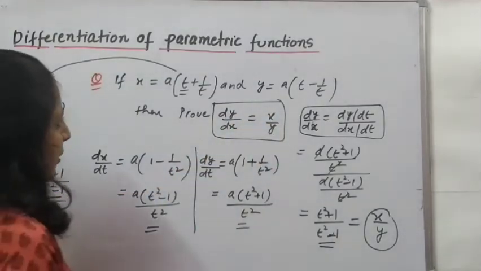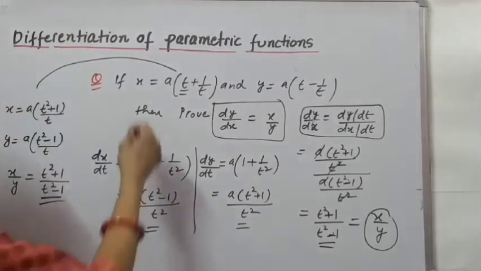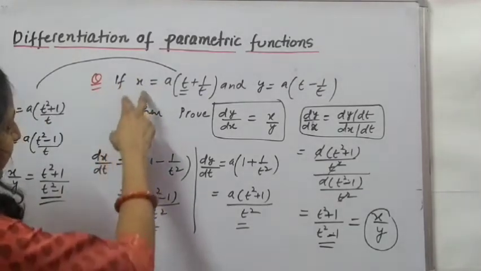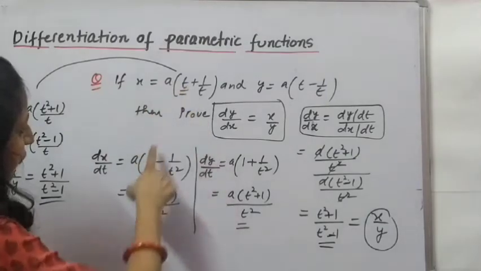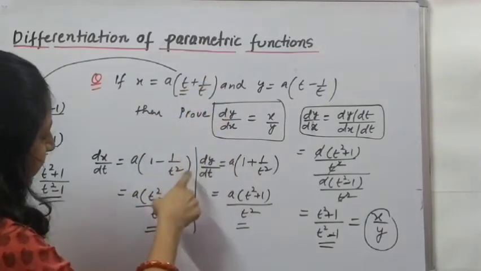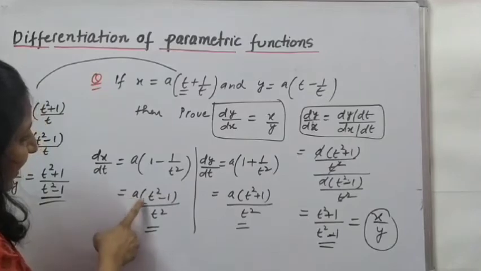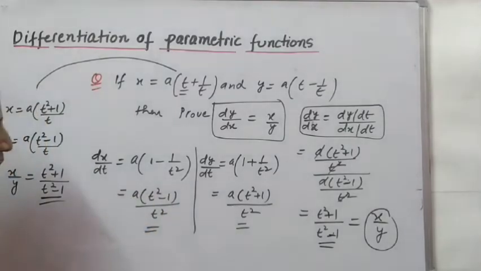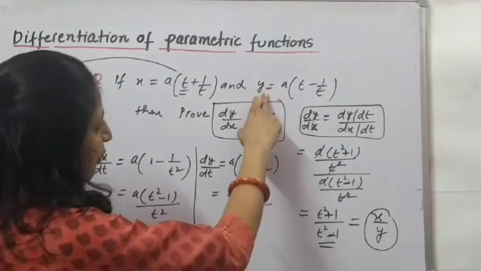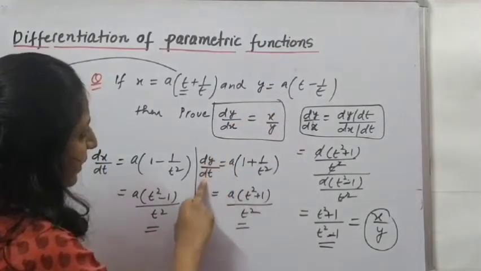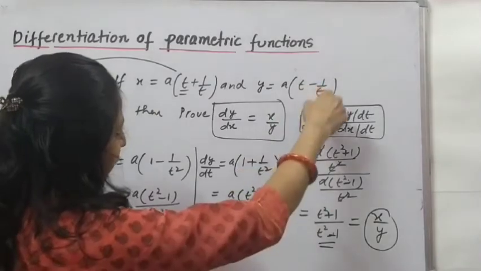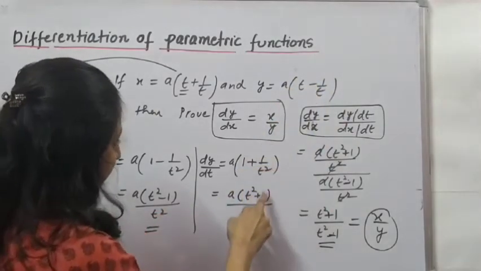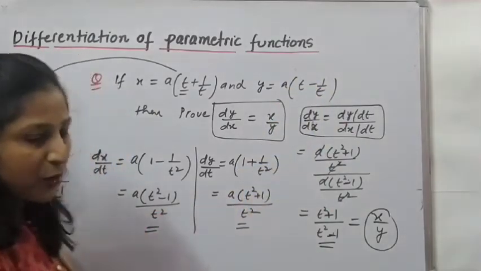Right students? So what to do in this question? First of all, we will find dx by dt. dx by dt is equal to a(derivative of t, derivative of 1 by t), which is 1 minus 1 upon t square, and after solving we will get a(t square minus 1) by t square. Then find derivative of y with respect to t. So dy by dt will be a(derivative of t, then derivative of minus 1 by t), which is plus 1 by t square, and after solving we will get a(t square plus 1) upon t square.